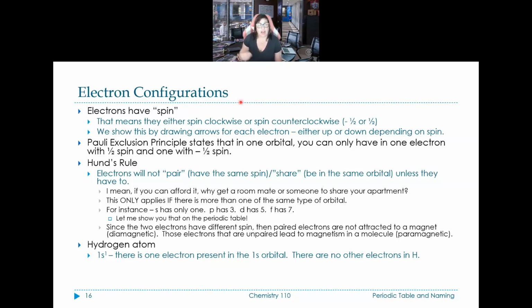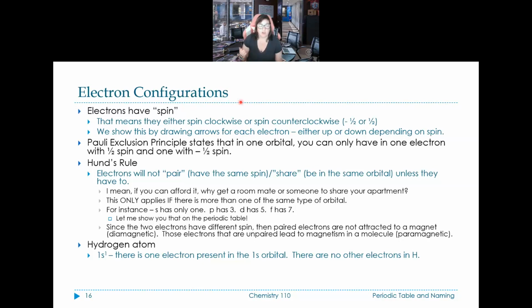Since the 2 electrons have a different spin, paired electrons are not attracted to a magnet. We have both spins present. So if there's a 1 up and a 1 down in those orbitals, then it's not magnetic, so it's listed as diamagnetic. Those electrons that are unpaired, that are in an orbital all by themselves, are attracted to a magnet, and we call those paramagnetic. So it's the pairing of the spins that means it's not magnetic. Unpaired spin means that it is magnetic.